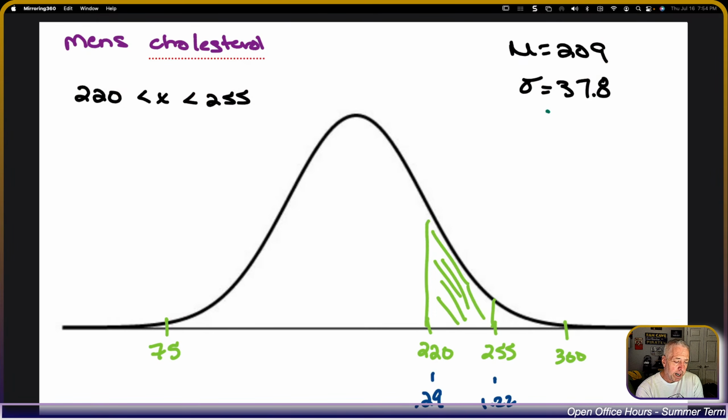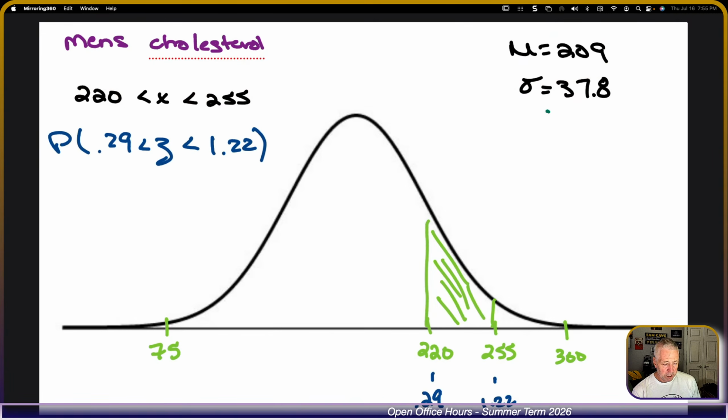And now I'm going to rewrite it as an expression of the probability. So in other words, I'm going to say, what is the probability that the z-score will fall between 0.29 and 1.22? Okay? The way I'm going to work this is I'm going to use the table first. So I'm going to find the area from here all the way to, oh, that's a terrible, stand by.